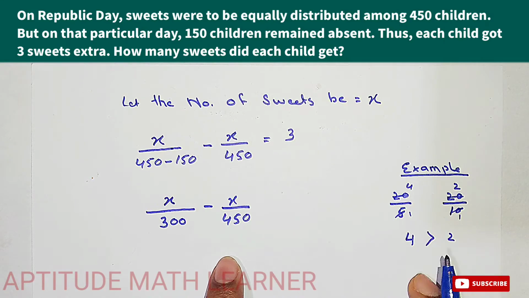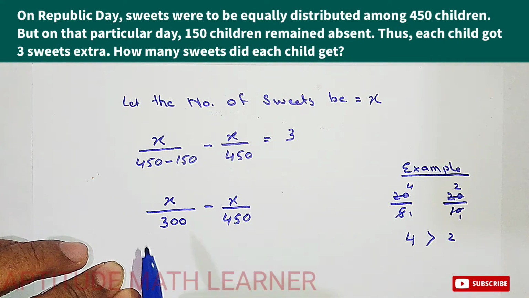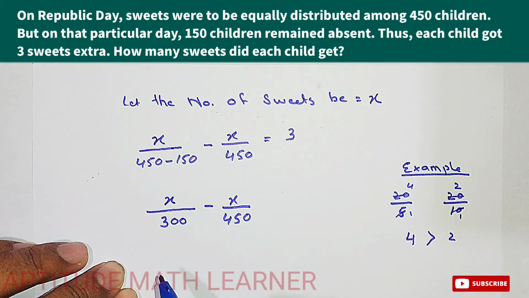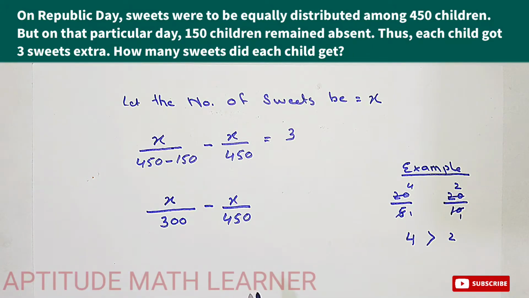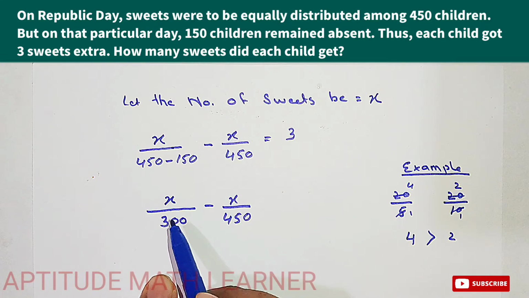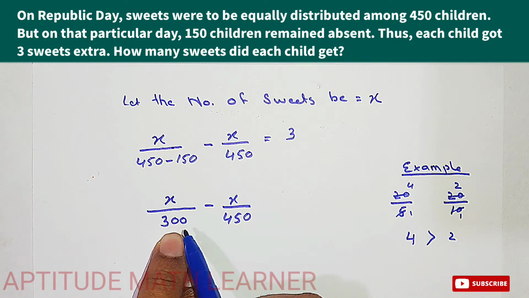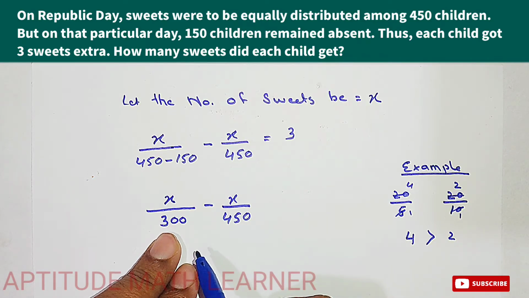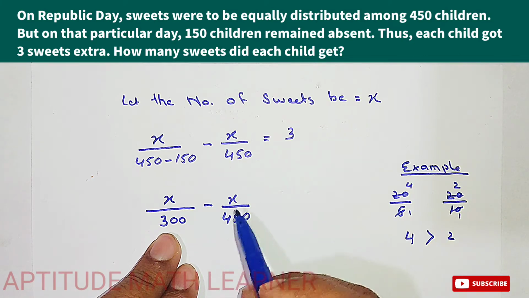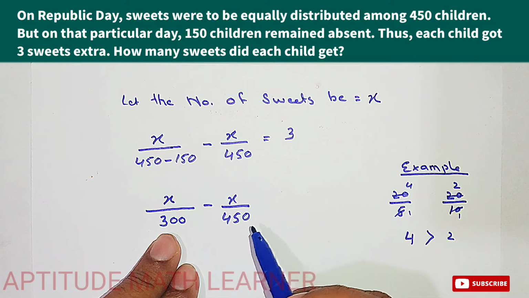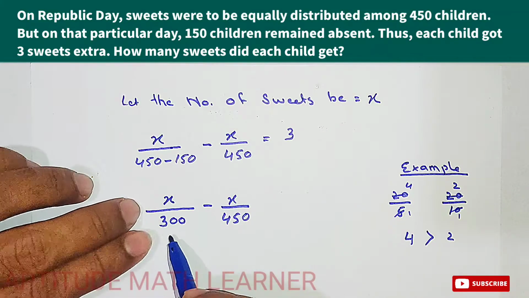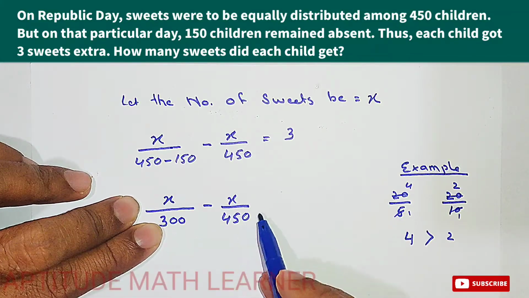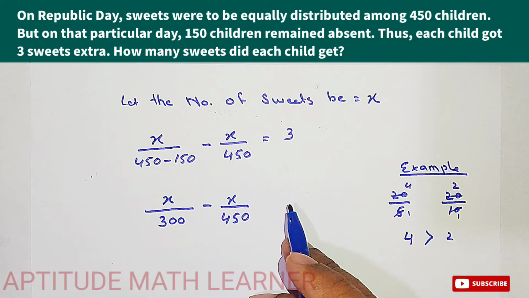So I have just told you that this, as well as this, is greater. Now the main thing you have to understand is that the sweets are now to be distributed among only 300 children, and here this is a greater number, and the number of sweets each child will get will also be greater, x upon 300 minus x upon 450. So this is the present condition, and this was the number of students before the absence of 150.